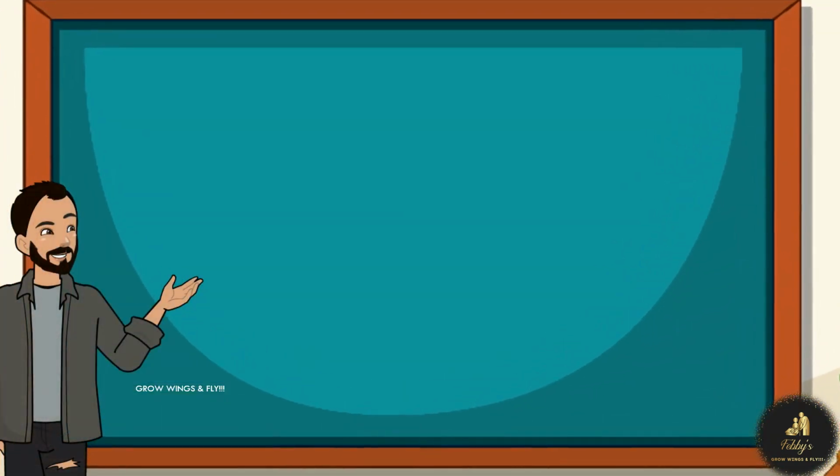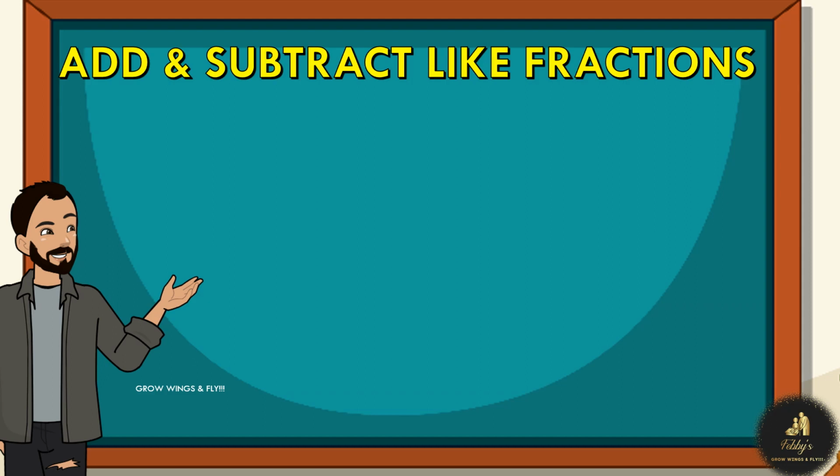Let's look at how to add and subtract fractions. So when we begin, we need to learn how to add and subtract like fractions. What are like fractions? Like fractions have the same denominator, as you see in this question, 2/7 add 3/7, or another question where 4/9 take away 2/9 is given.